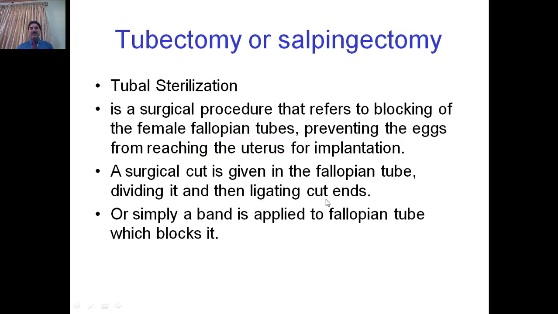Tubectomy or salpingectomy. Tubal sterilization is a surgical procedure that refers to blocking of the female fallopian tubes, preventing the eggs from reaching the uterus for implantation. A surgical cut is given in the fallopian tube, dividing it and then ligating cut ends, or simply a band is applied to fallopian tube which blocks it.